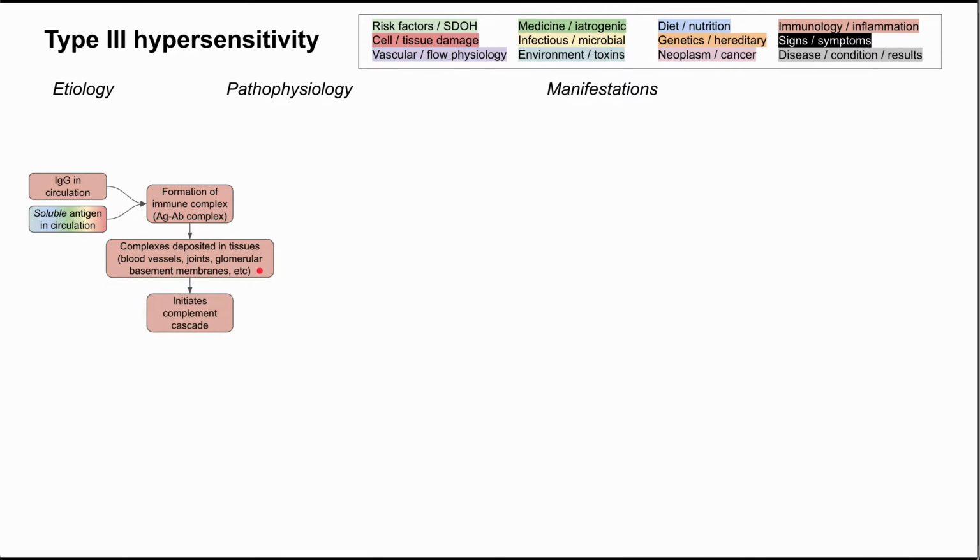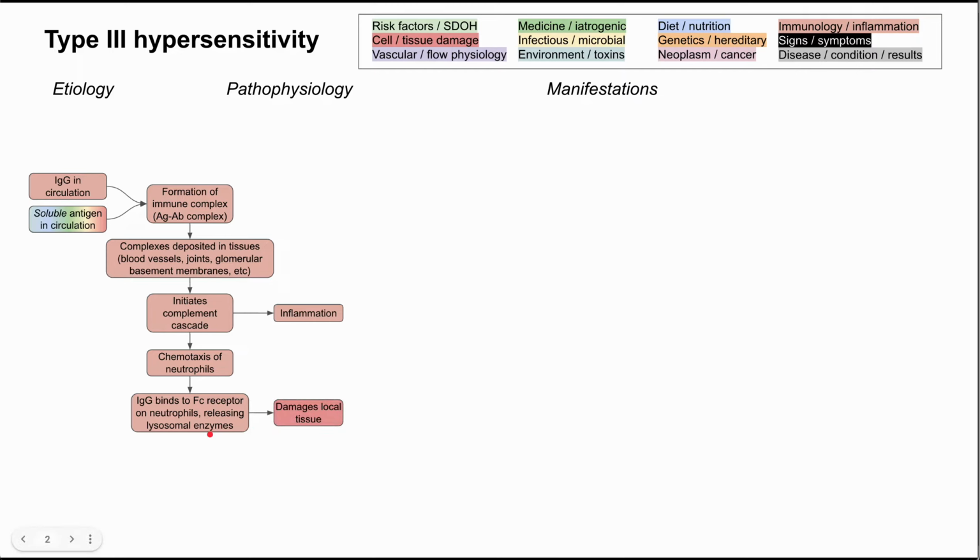Once those immune complexes deposit in these tissues, it initiates the complement cascade. That, of course, is going to cause some inflammation, and it'll actually attract even more inflammatory cells like neutrophils. So the neutrophils will have chemotaxis, they'll approach the deposited immune complexes. When the neutrophils arrive, the antibody, the IgG, will bind to the Fc receptor on the neutrophils, and that causes the neutrophils to release lysosomal enzymes. These lysosomal enzymes are very caustic. They're going to damage the local tissue, which can lead to cell death and cause even more inflammation.